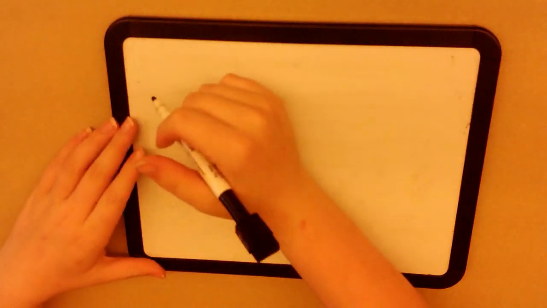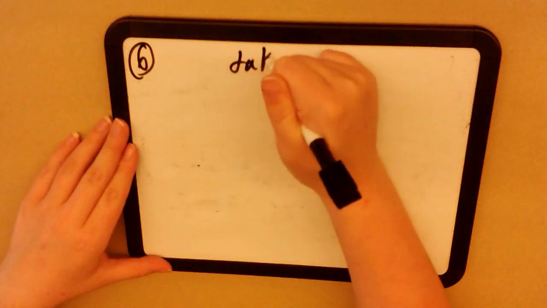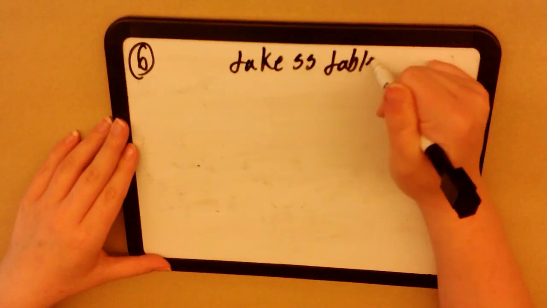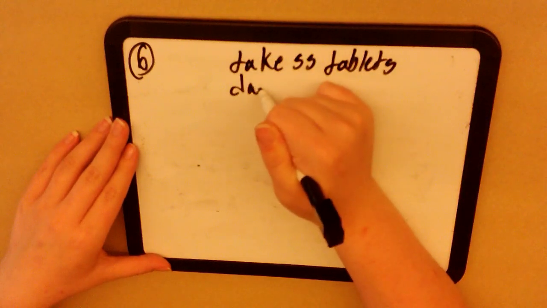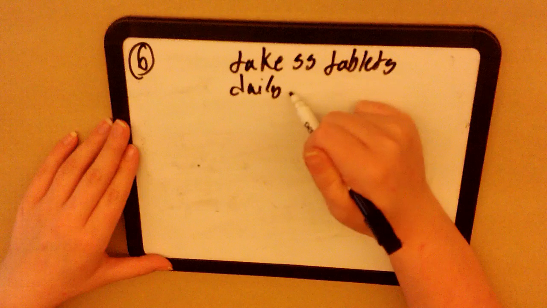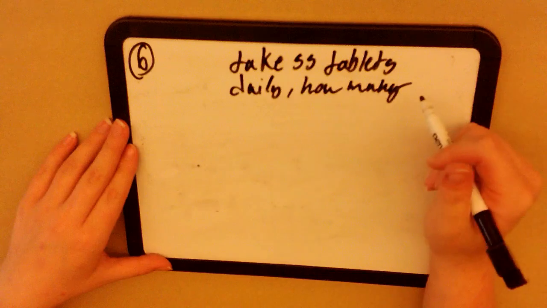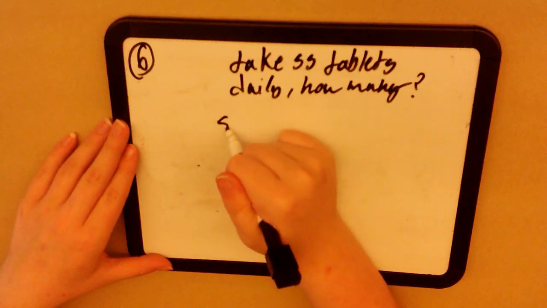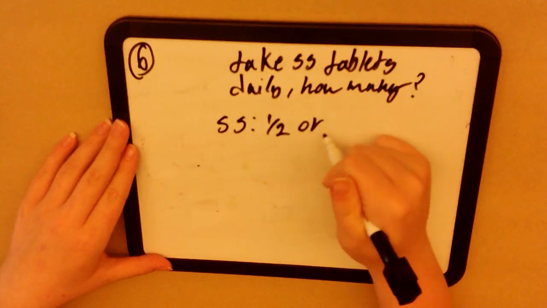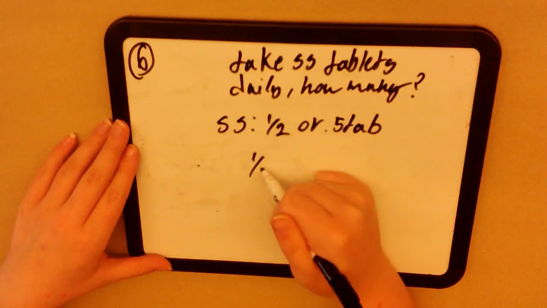Now we're going to be looking at number 6. If a patient is to take SS tablets daily, how many tablets are they taking? And so instead of writing out, because mostly I'm writing out the A, B, C, D and then circling it, for this one, I just wrote that SS is equal to 1/2 or 0.5 tablets. And so then that makes the answer 1/2 of a tablet daily.